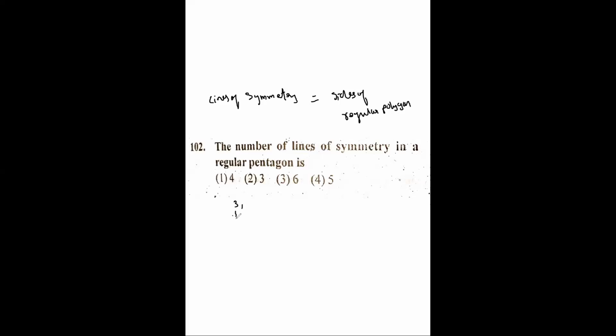If it is a three-sided figure, then it is a triangle. If it is a four-sided figure, it is a square. If it is a five-sided figure, it is a pentagon. Six-sided, hexagon, and so on.